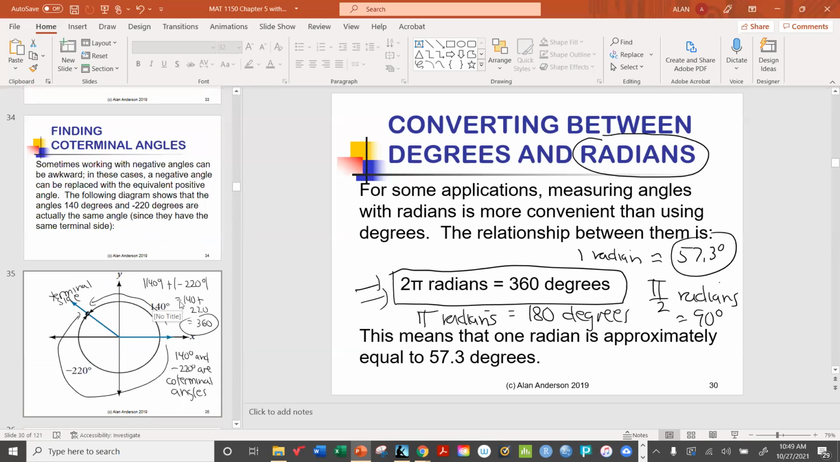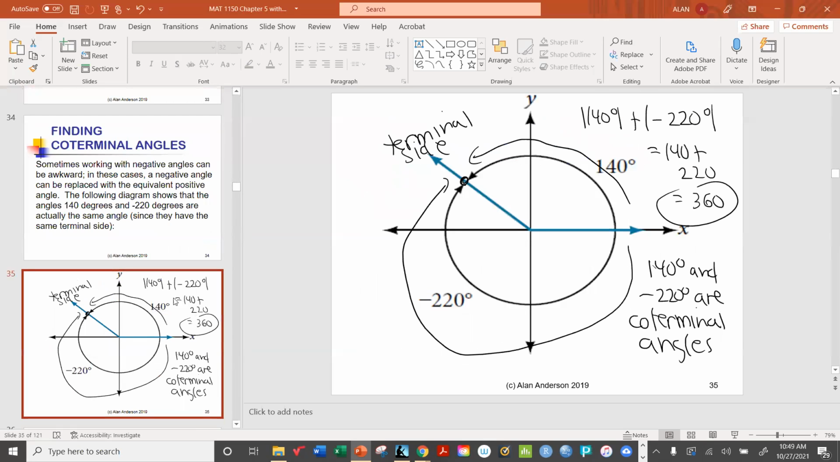All right, so finding coterminal angles, which we just discussed: angles that end up with the same terminal side. Again, you can see that going counterclockwise brings us 140 degrees to this line, or ray, I should say. Going clockwise, we're going 220 degrees in the opposite direction. These two bring us to the same point, therefore they're said to be coterminal. And as we predicted, their absolute values do add up to 360, so that they mean the same thing.